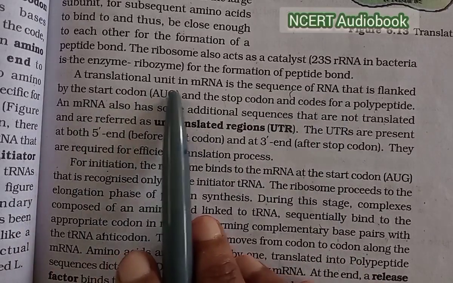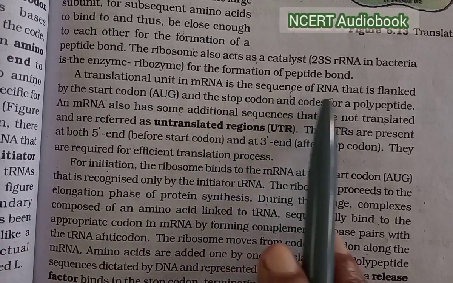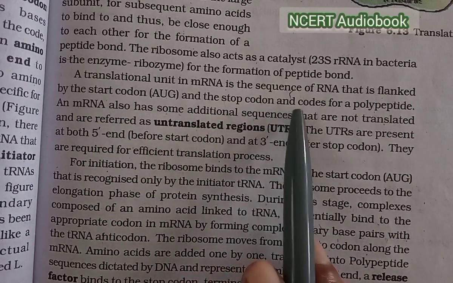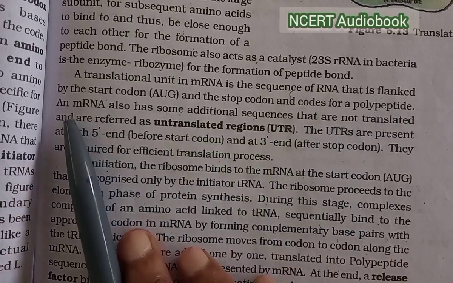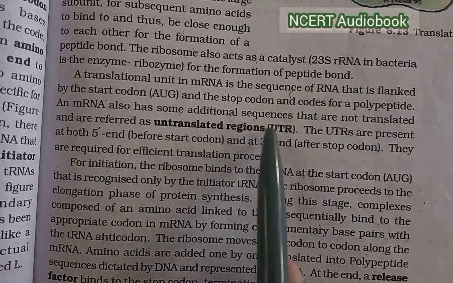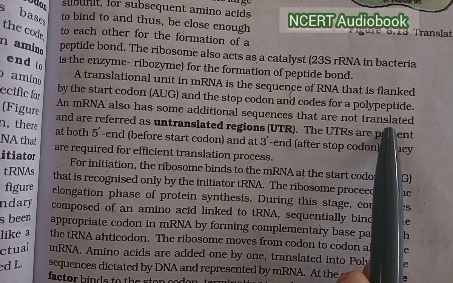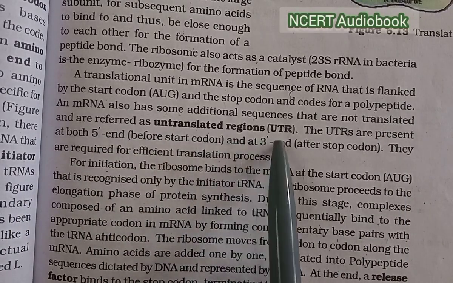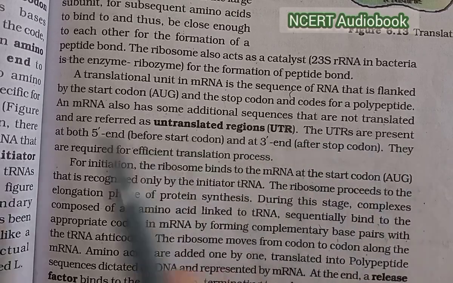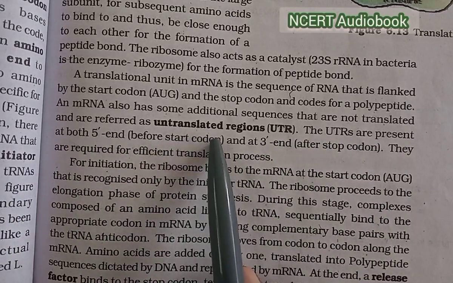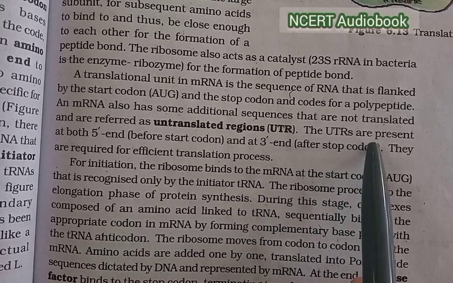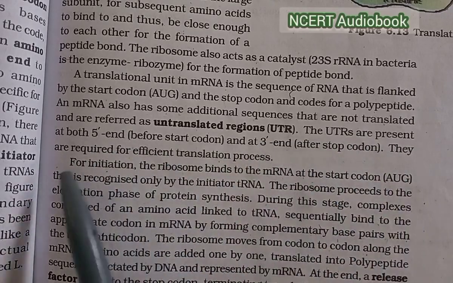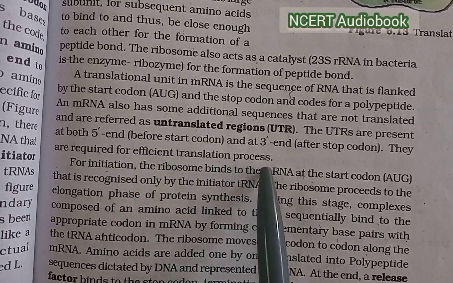A translational unit of the mRNA is the sequence of the RNA that is flanked by the start codon AUG and the stop codon that codes for the polypeptide. An mRNA also has some additional sequences that are not translated and are referred to as untranslated regions, UTRs. The UTRs are present at both 5' and 3' ends. They are required for an efficient translation process.